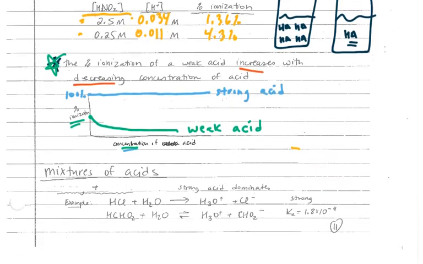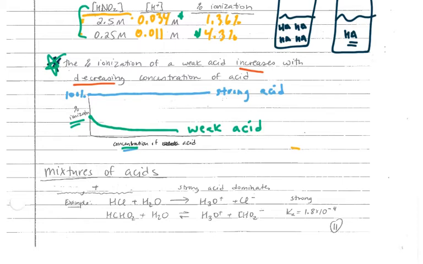Sometimes that might be asked in a multiple choice format question. You might be given 2 different concentrations of a solution, and it might say, which one has the higher pH? This one will have the higher pH because it has the higher hydronium ion concentration, but this one has the higher percent ionization. So understanding that sort of trend is important.